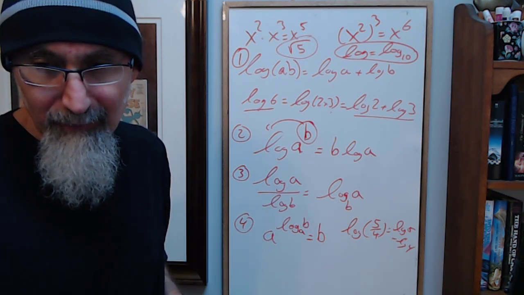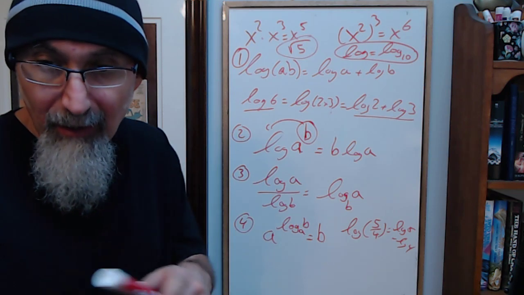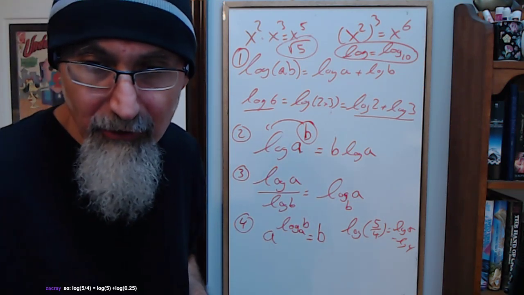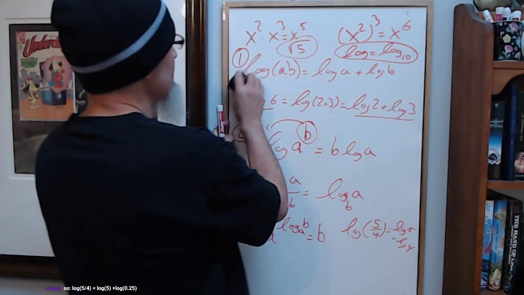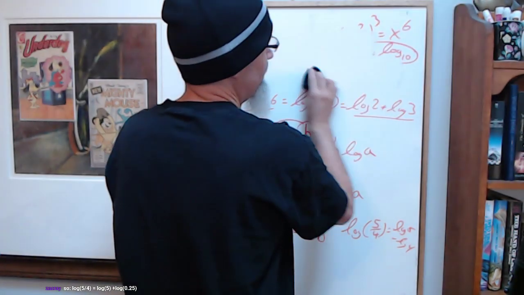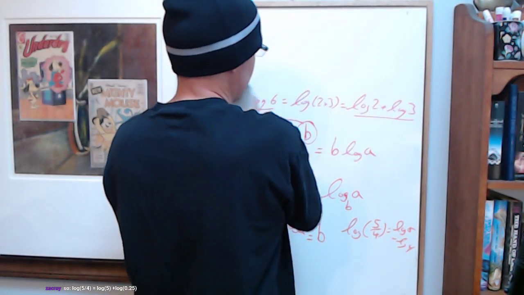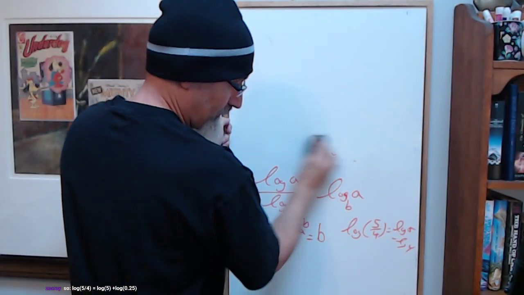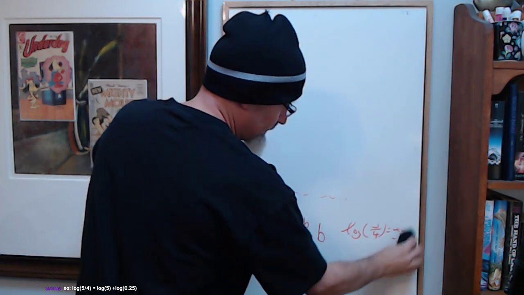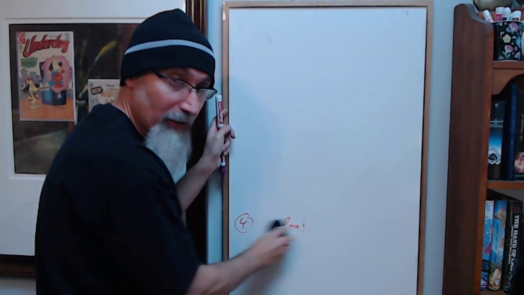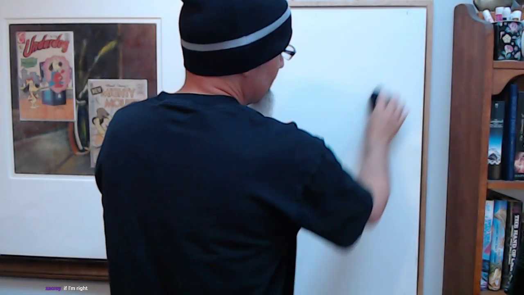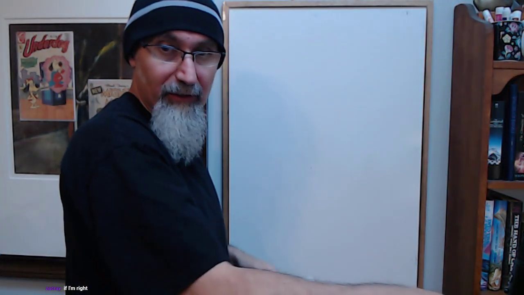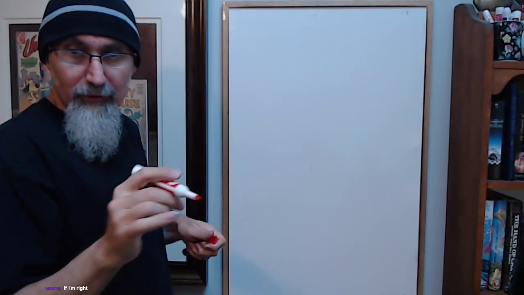Log A, log B. No, that one is not true. The Scarlet Phoenix. So I'm going to erase these. Take a look at this. Here, let me erase these. That's a common mistake that a lot of people make, right? And I associate it or blame it on division, really. Check this out.